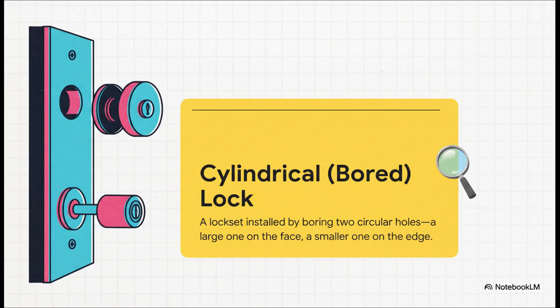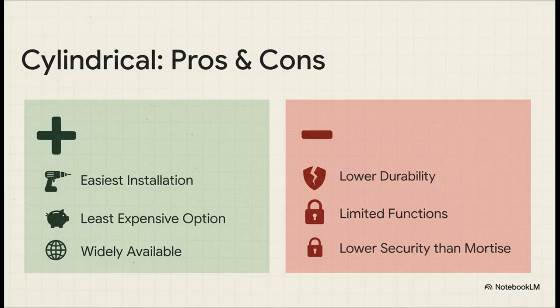That's it. The whole process is built for speed and simplicity. The upside is pretty clear, right? It's all about efficiency. It's cheap, it installs in a flash, and you can find them anywhere. The downside? Well, that simplicity has its limits. It's just not going to hold up in a heavy commercial setting, and you don't get all those cool advanced security functions that come with a mortise lock.